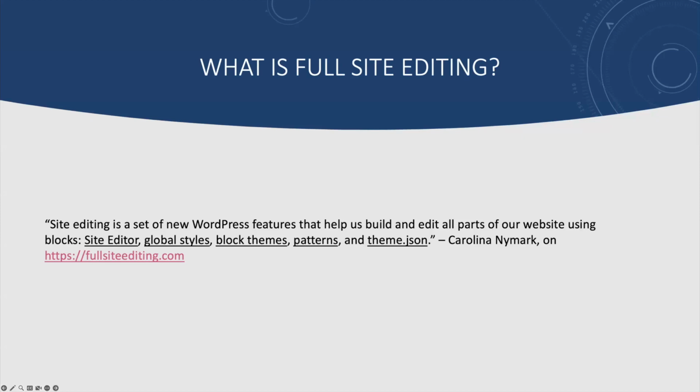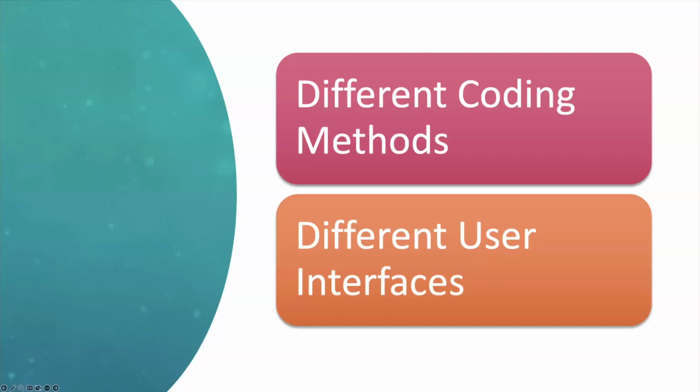What is full site editing? Site editing is a set of new WordPress features that help us build and edit all parts of our website using blocks. There's a site editor, global styles, block themes, patterns, and theme.json. This is specifically about WordPress core and how WordPress is evolving. A lot of what they're talking about here is available in other themes if you're purchasing a theme to use, but what they're talking about here is the way that core is evolving.